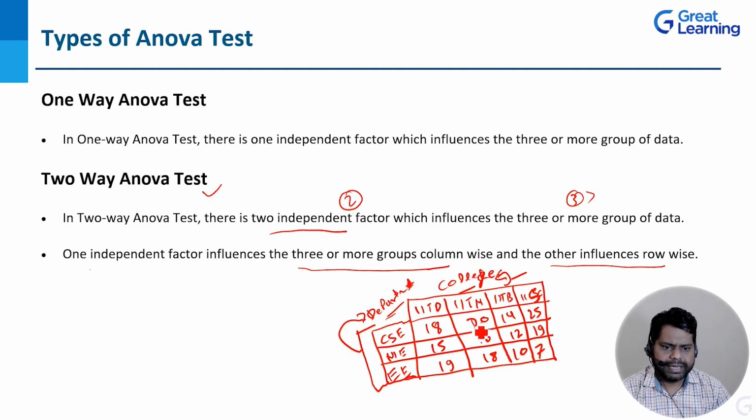Okay, so here we will get two null hypotheses. One will be across the rows and one will be across the columns. One will say that there is no impact of department on the average annual package of students, and another will say there is no influence, or we can say impact, of the college on the annual package of students. So here we will get one for row and one for column.